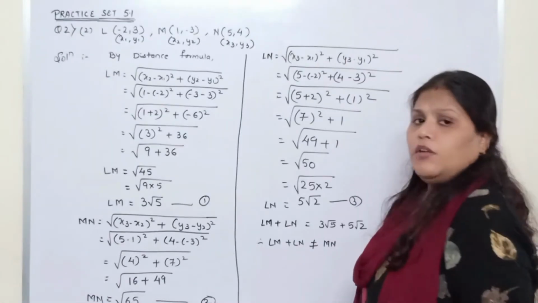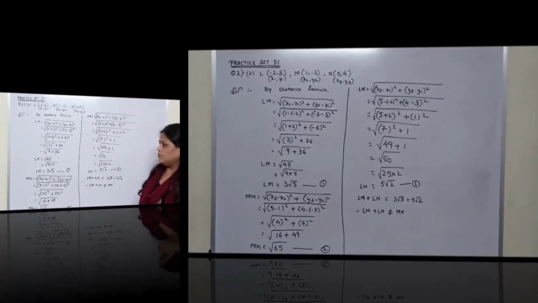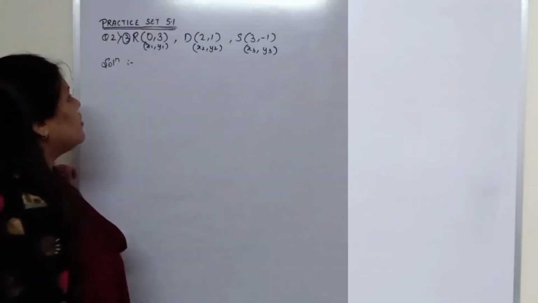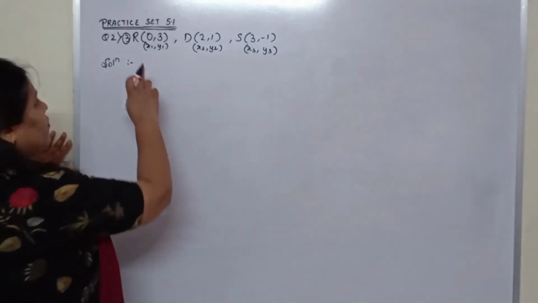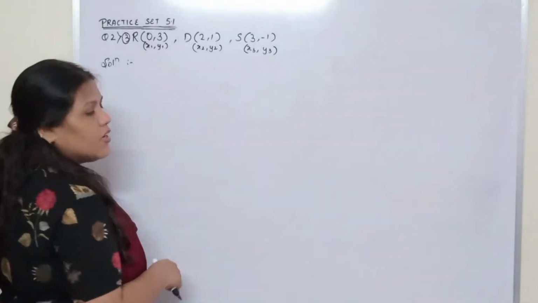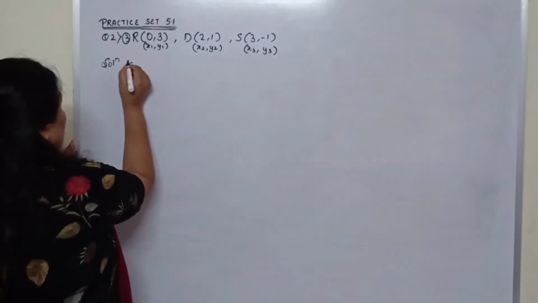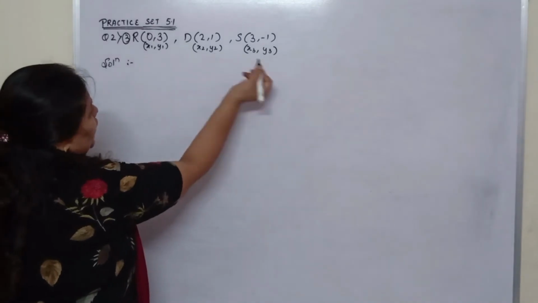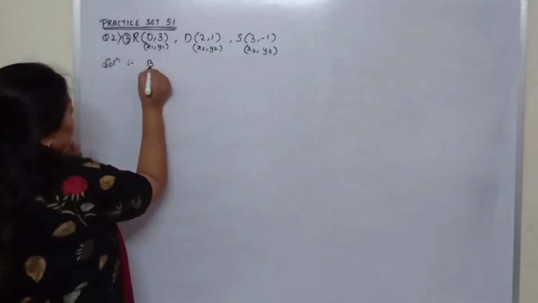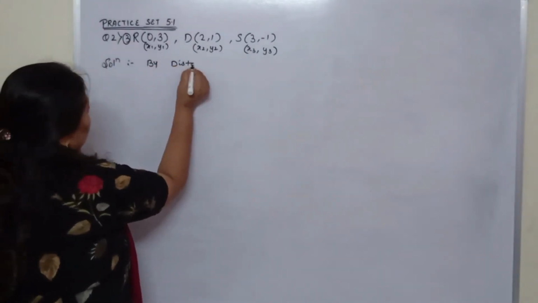Take the snapshot, then we'll move ahead for the third sum. Third sum of question number 2. Here we have given R (0, 3), D (2, 1) and S is (3, minus 1). So we'll solve this. Here x1, y1, x2, y2, x3, y3 I had already written. So directly we'll start with the answer by distance formula.